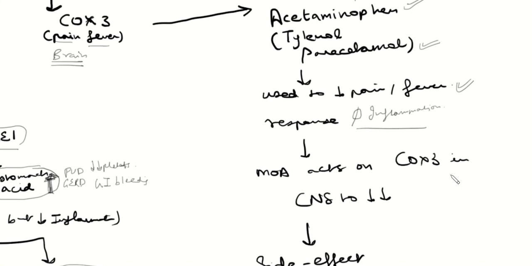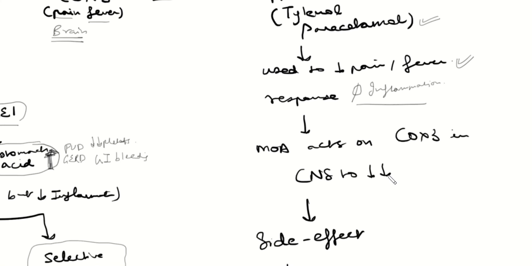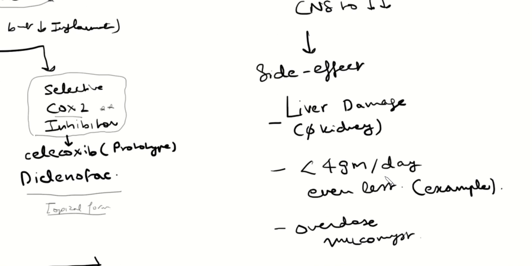How does it work? Cox-3 in the brain. It inhibits Cox-3, preventing the arachidonic acid from acting on the brain and causing fever and pain. Side effects: liver damage. Remember, for Cox-1 and non-selective Cox inhibitors, Cox-2, what did that damage? PGE2, kidneys. This one does not damage the kidney, it damages the liver.